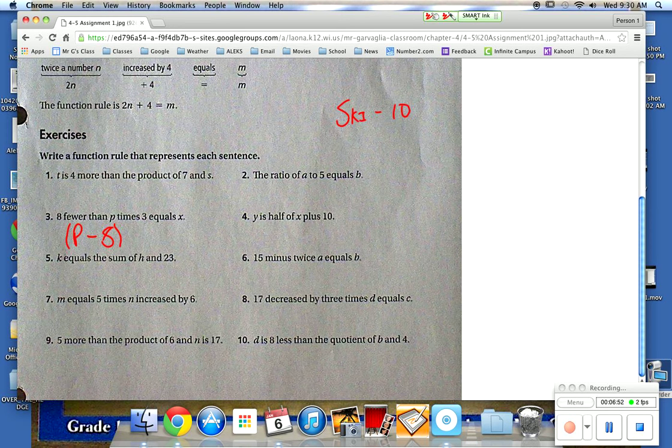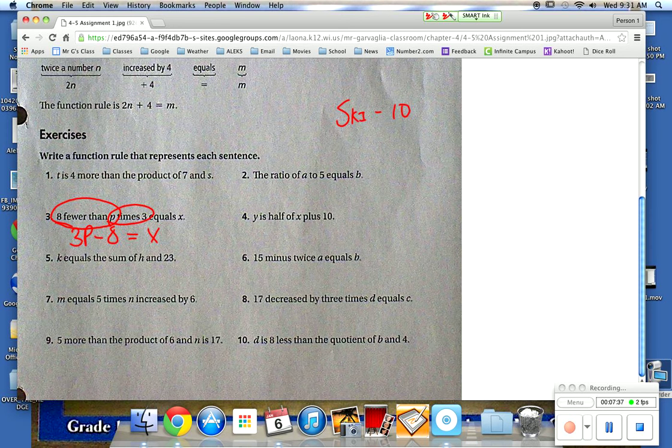P minus 8 times 3. Is it P times 3 or the whole thing? It's going to be 3P minus 8 equals X. So this has to be read: when you see 8 fewer than P, it means we're going to subtract 8 from P, but P times 3. So we're kind of reading this from a different direction. You're going to find that subtraction usually works that way. Basically, you're just writing the equation. That's all you're doing here.